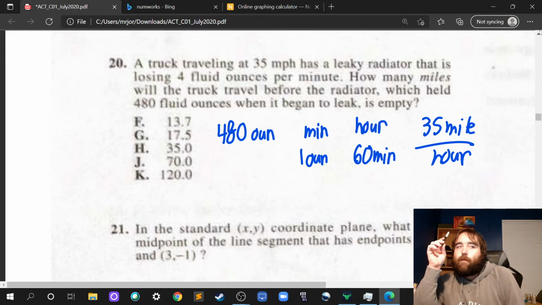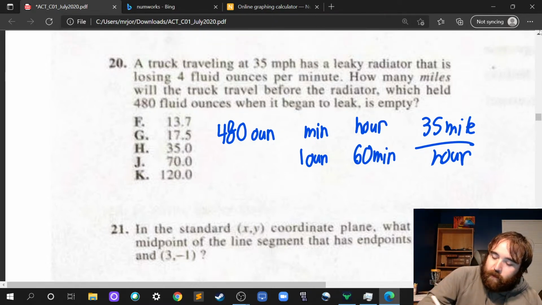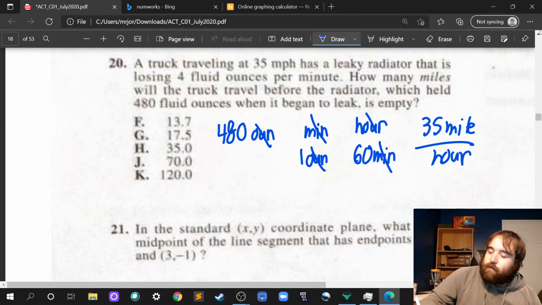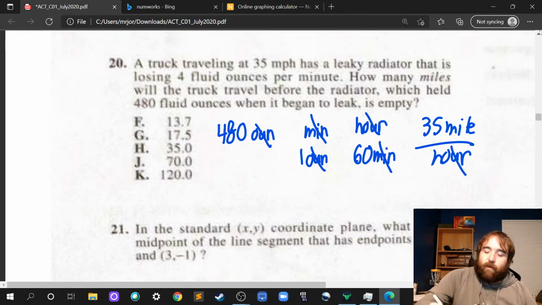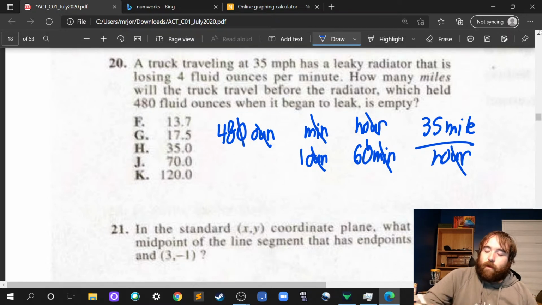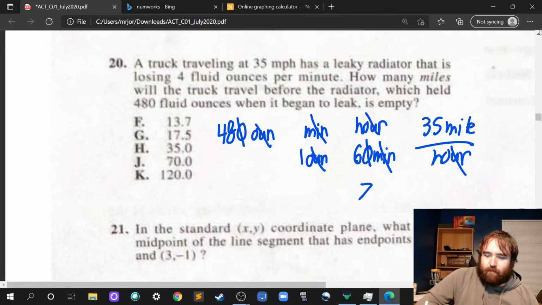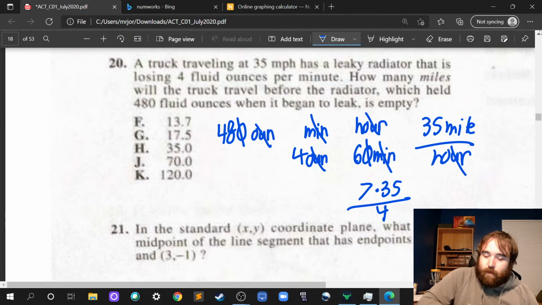Just some good old dimensional analysis. That stuff's important. And then to see how we can cancel the ounces, we can cancel the minutes, we can cancel the hours, and we're just left with miles. And so we just got to simplify the numbers. So 48 divided by 6 is 7. So that's 7 times 35. Oh, that's not right. Oh, because it's 4 ounces a minute. So it's also divided by 4. 7 times 35 divided by 4.